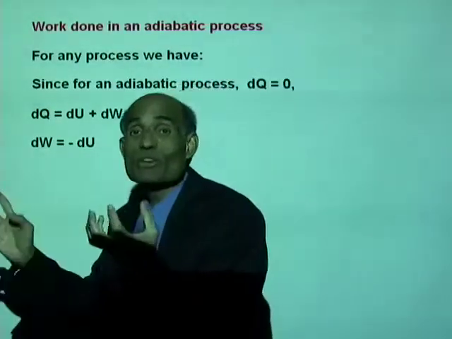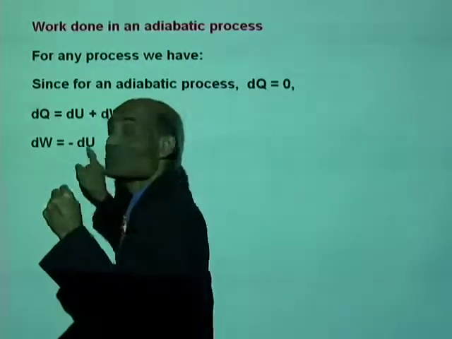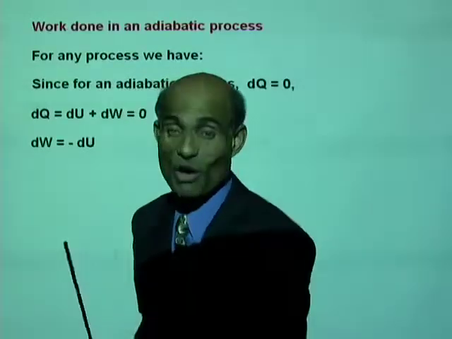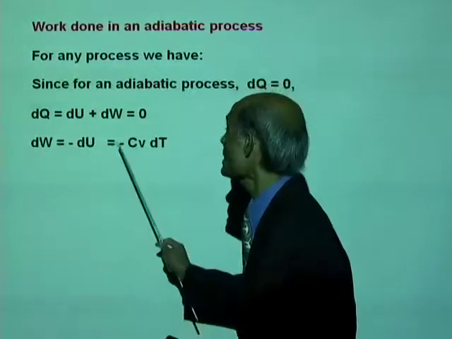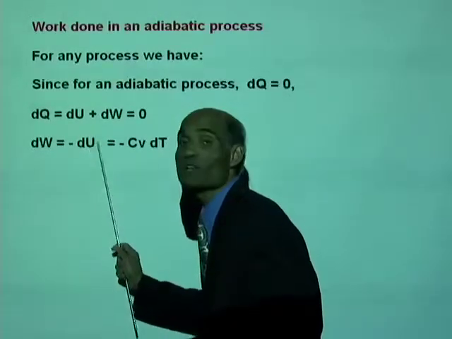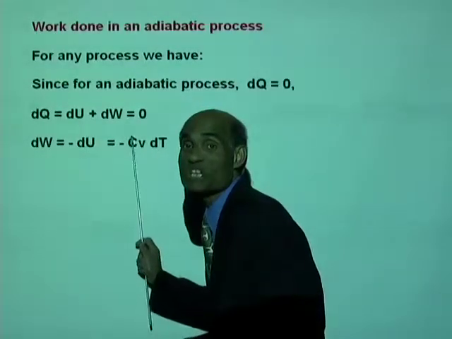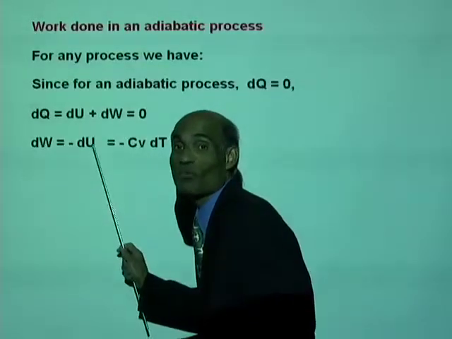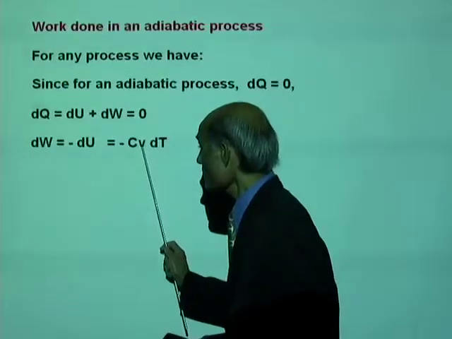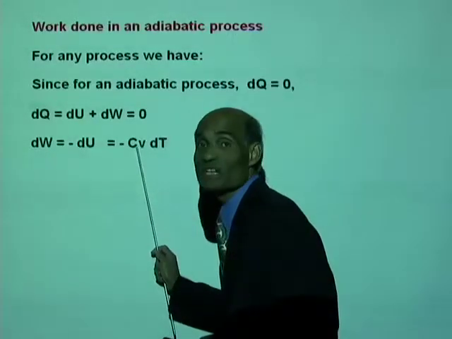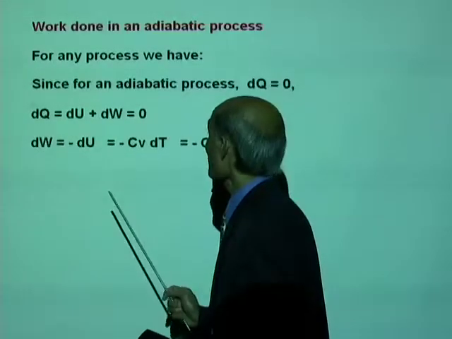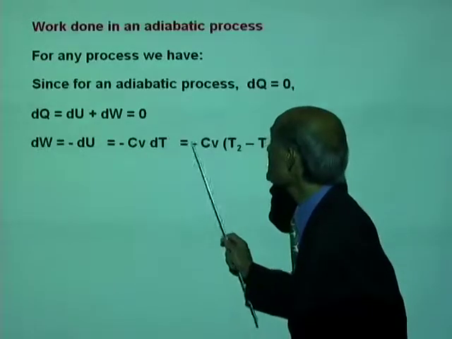That means work done will result in a decrease in internal energy. dW is negative of du. Now I hope that by now this is familiar to you. du by dT is Cv. Therefore du is Cv dT. Now V must be the subscript here, C sub V dT. Now that will be negative Cv.